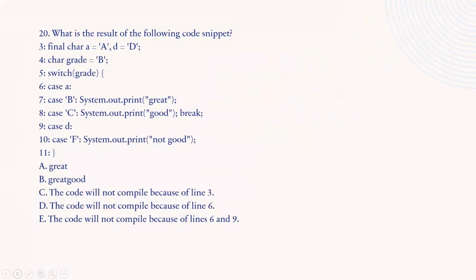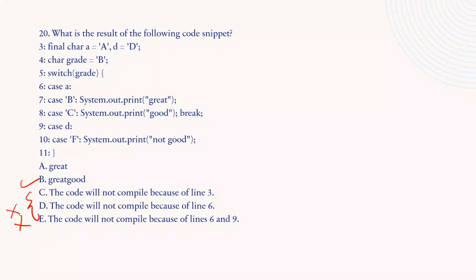Last question, guys. Try to answer this question. Very easy question. The answer is B, which is great, good. The code compiles and runs without an issue, so options C, D and E are incorrect. We just discard these three options entirely. We just have to select between A and B. The value of grade is B, and there is a matching case statement that will cause grade to be printed.